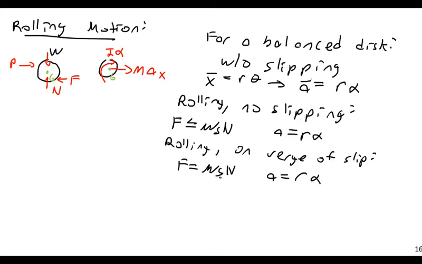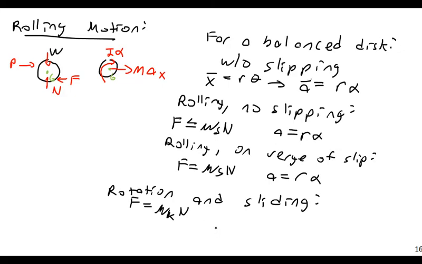And then rotating and sliding, if you have rotation and sliding, well, in this case, you go down to the mu kinetic. So this will be mu kinetic times N, and in that case, A and R alpha are independent.